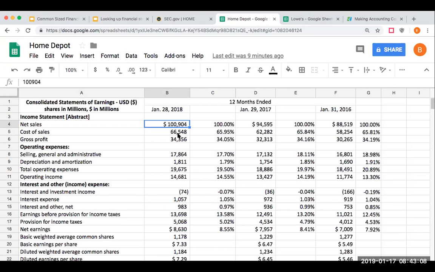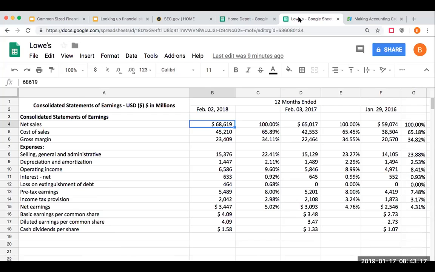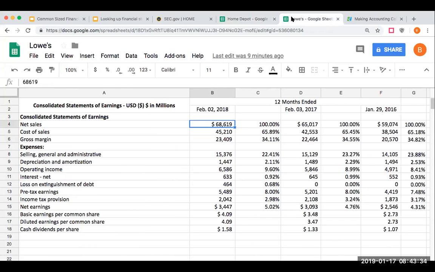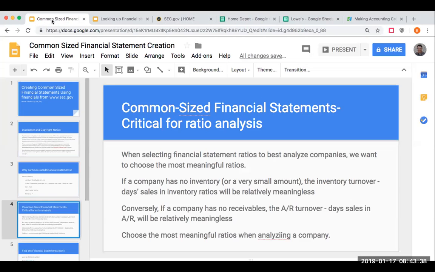We can make comparisons, say, on gross profit. Home Depot had a gross profit of roughly 34% on the sale of their merchandise, while Lowe's had 34.11. So as you can tell, it's relatively the same, or slightly different. It looks like Home Depot is slightly less than Lowe's. But as we go through and look at some of the other categories, this is going to help us better analyze it. So let's go back to our presentation.